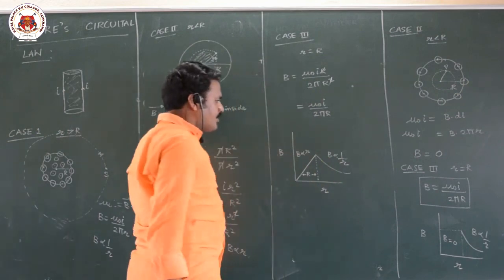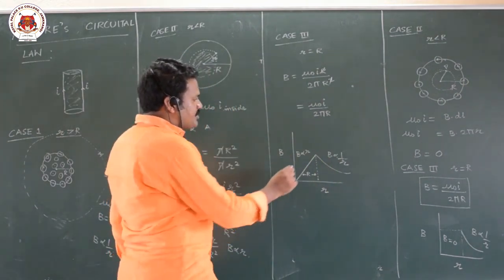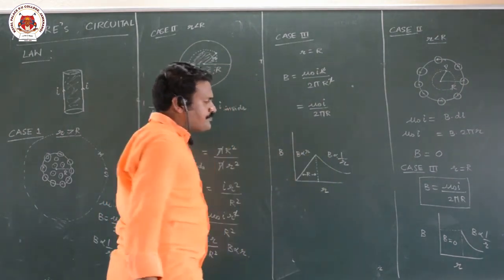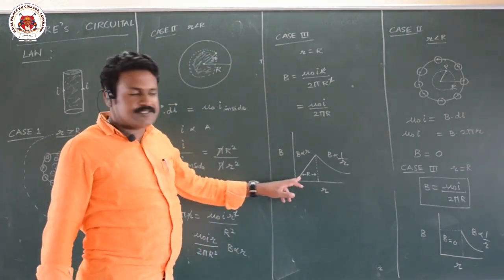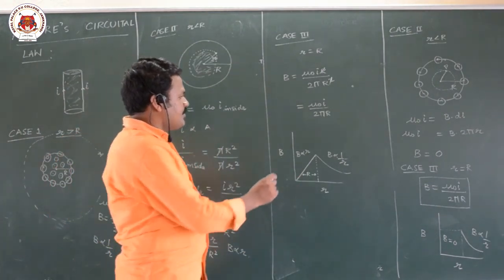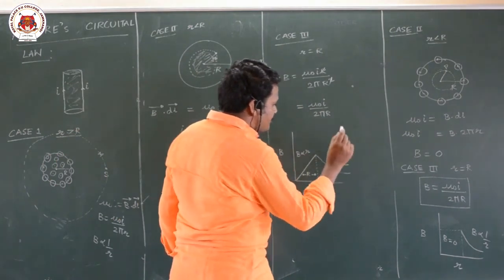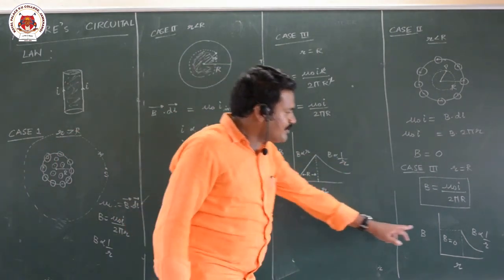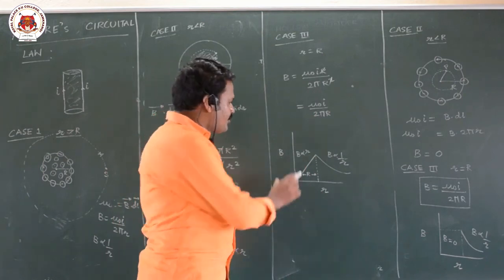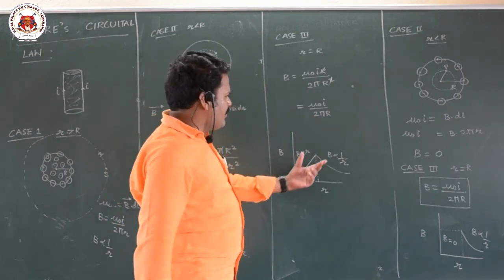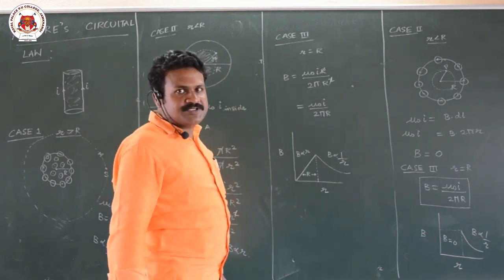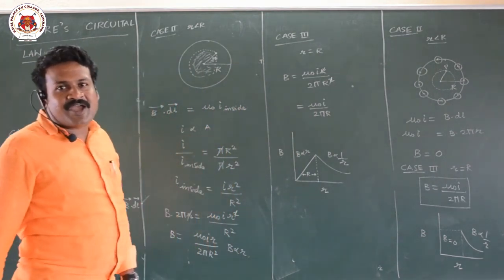This is how the magnetic field varies. B on the y axis, r on the x axis: B is proportional to r inside, and B is proportional to 1 by r outside. You can observe the difference here. Inside a hollow cylinder up to here there was none, and afterwards it decreases. So this is how you have to apply Ampere's law.